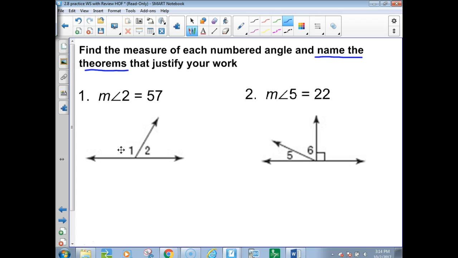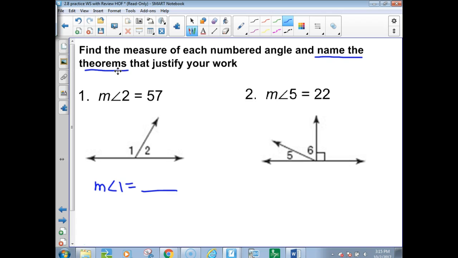What are these? Why are they supplementary? Why do they add up to 180? They're a linear pair, therefore they're supplementary, and they add up to 180 because they're supplementary. Okay, so I know what you would do quickly. You'd probably just grab your calculator and go 180 minus 57, right? So all I want to see is your answer for the measure of angle 1.